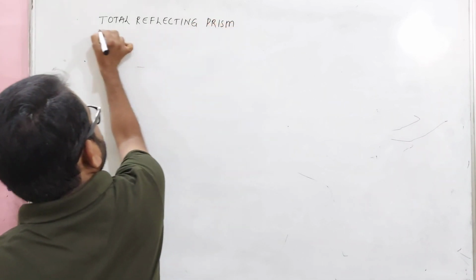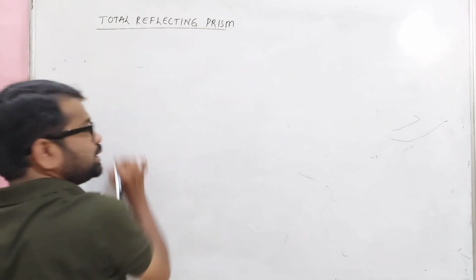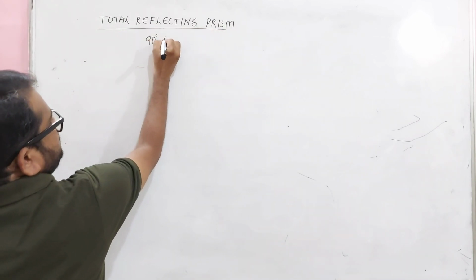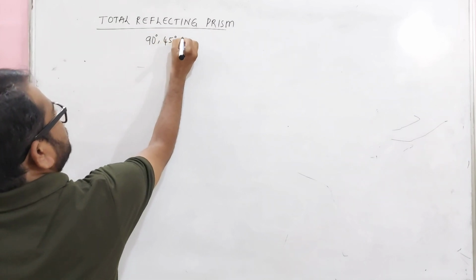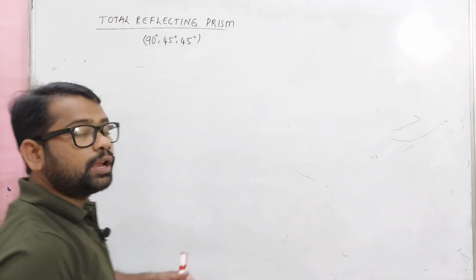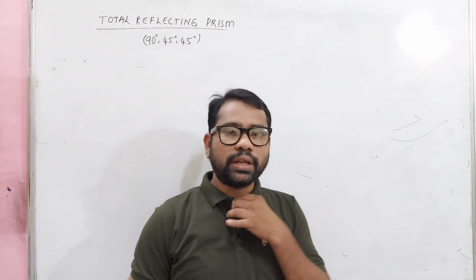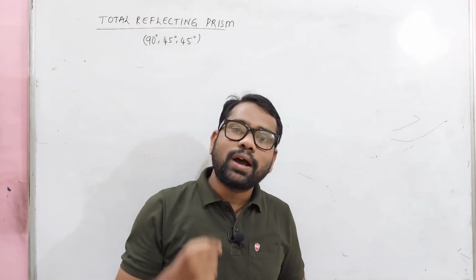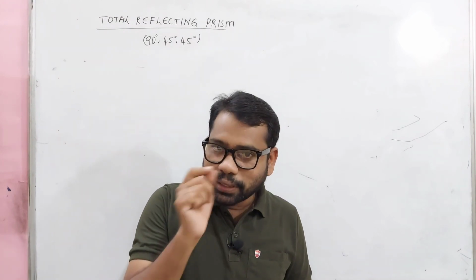Total reflecting prisms. Children, these are the prisms in which one angle is 90 degrees and the other two angles are 45 degrees each. Now we will see how total internal reflection can occur and in what way we are going to use the total reflecting prisms.